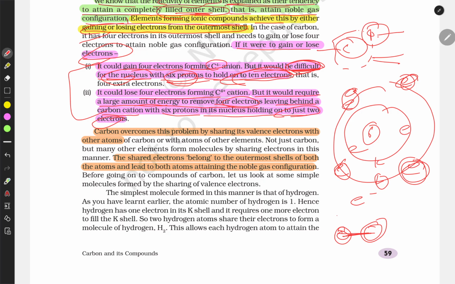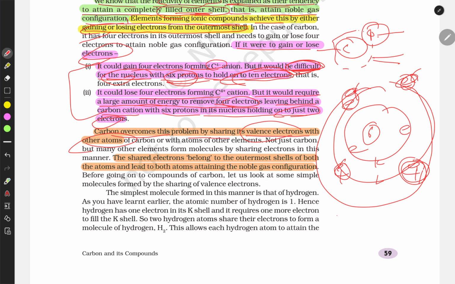So how does carbon overcome these two problems? Carbon overcomes this problem by sharing the valence electrons with other atoms. So what is sharing? These are the valence electrons. It will share all the valence electrons and make its octet complete.